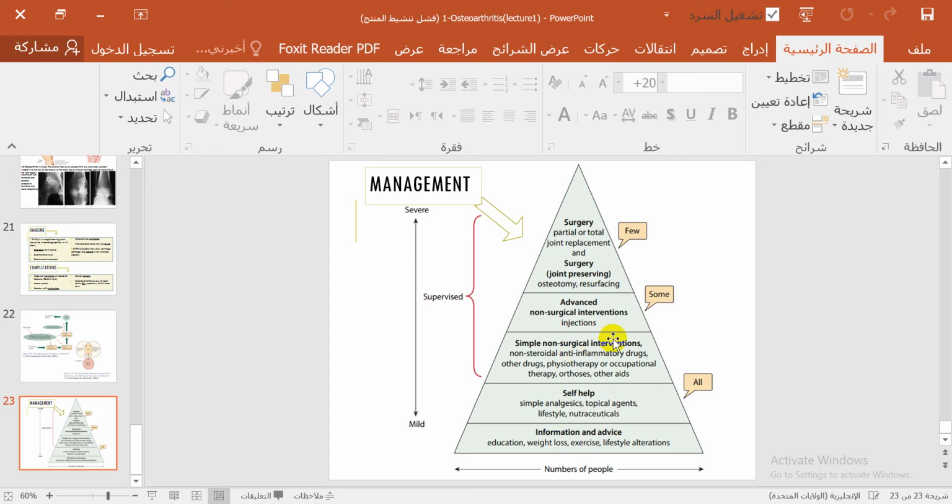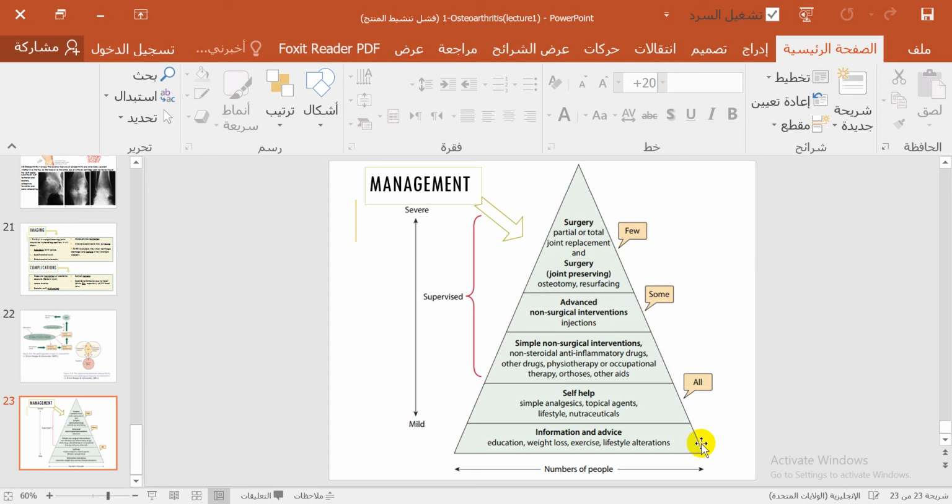Simple non-surgical interventions: non-steroidal anti-inflammatory drugs, physiotherapy, occupational therapy, orthosis, and aids. Some aids like weight-bearing sticks and so on. Advanced non-surgical interventions: injections, sometimes using steroid or a spacing agent like hyaluronic acid. Plasma can also play some role in OA management. And those with more severe disease are fewer patients.